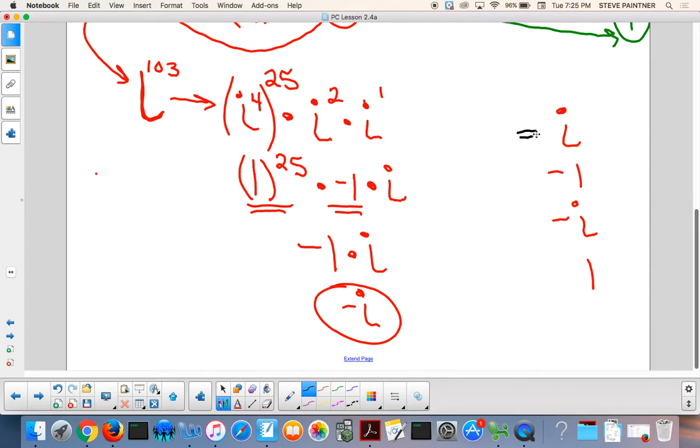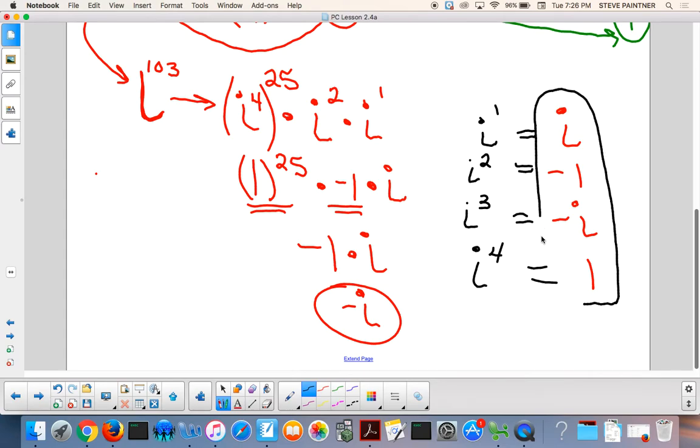This would be just i to the 1st is i. This is i to the 2nd. This is i to the 3rd. This is i to the 4th. These are the only answers that come out. Okay? This sequence just keeps repeating.